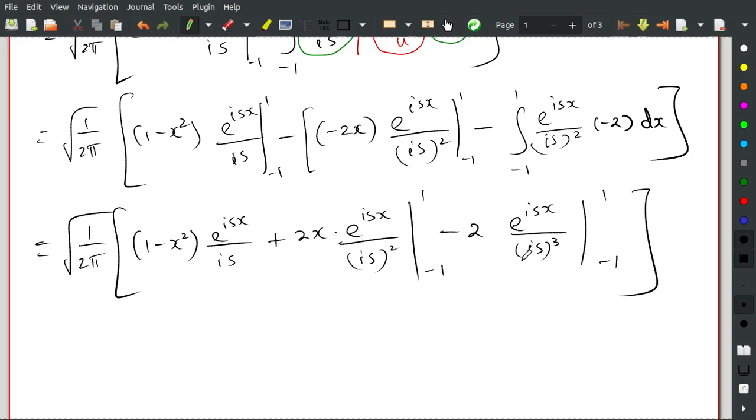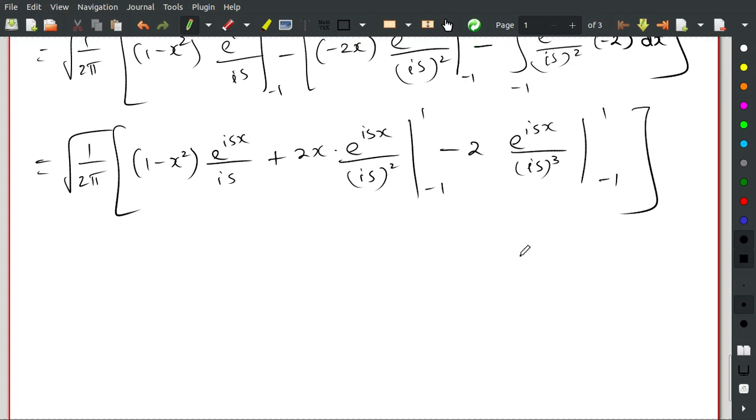Okay, finally we have cleared all the integrals, so we have to substitute the limits. So let's try to substitute the limits.